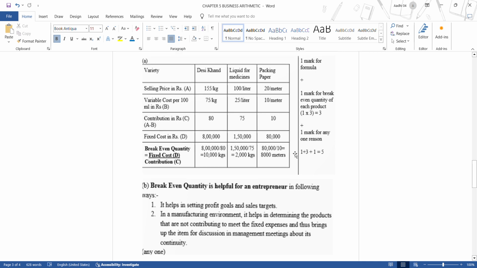So the mark distribution: this is a 5-mark question. There is 1 mark for the formula. If you write the formula correctly, you will be awarded 1 mark. If you find the break-even point or break-even quantity for each and every product, you will get 3 marks. So 3 plus 1, that is 4 marks for the calculation, and 1 mark for the B question, that is the advantages. I hope that is clear.